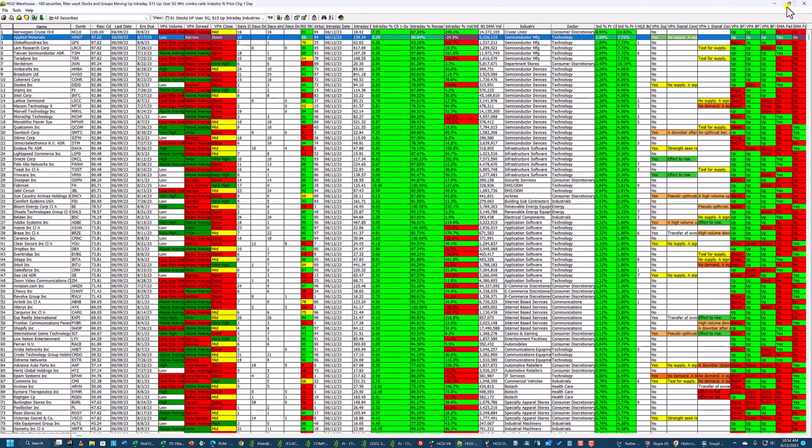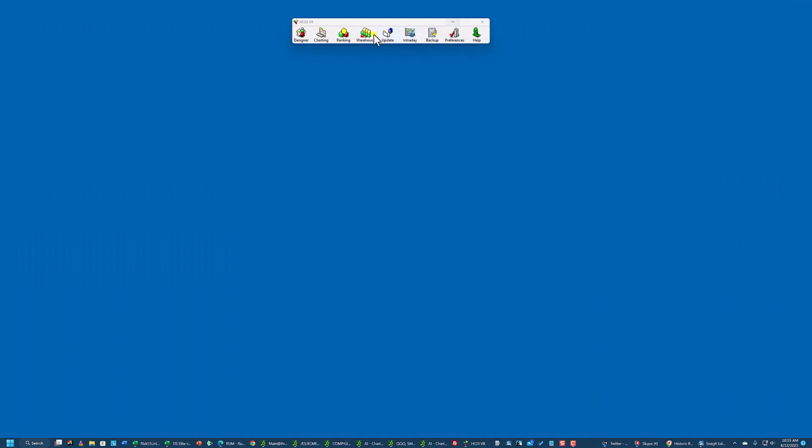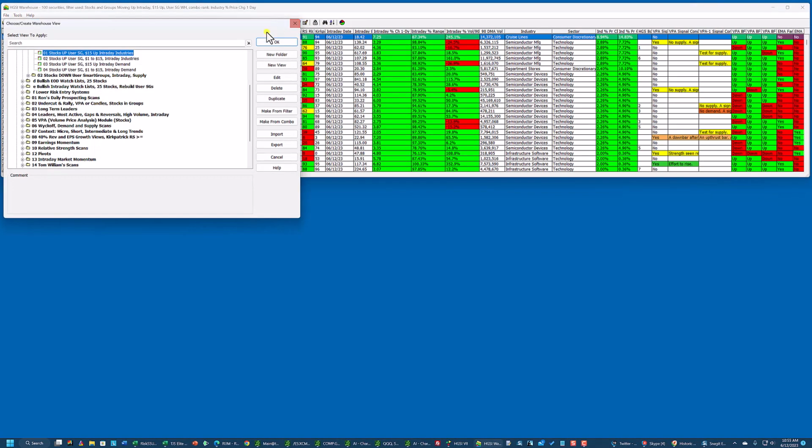Okay, now, how do you do this? If you're new to the files, just bring the warehouse up. I shouldn't have closed it, but I did. Go to the Choose Create Warehouse Views.